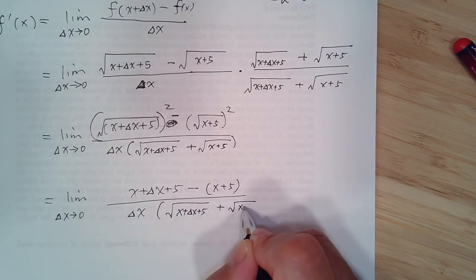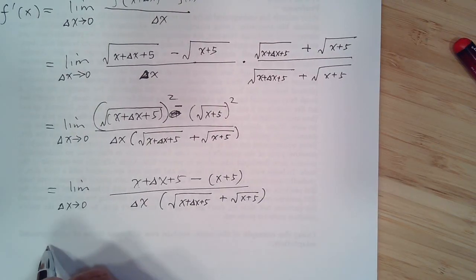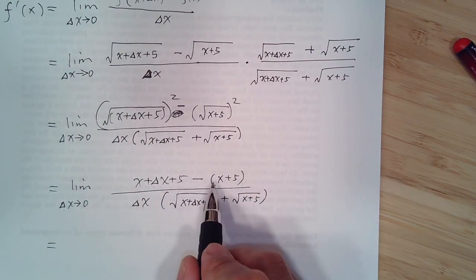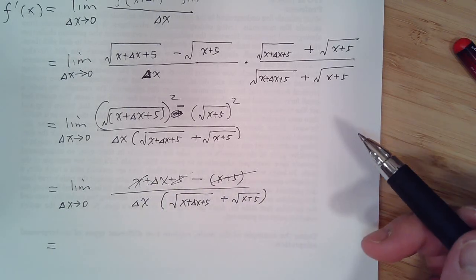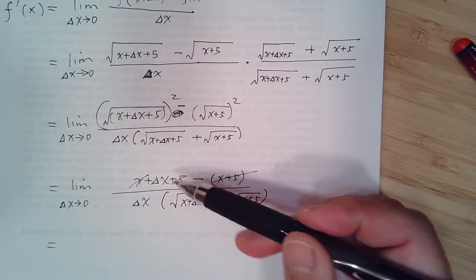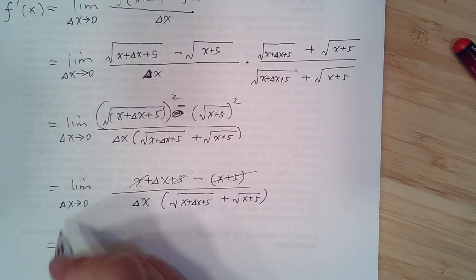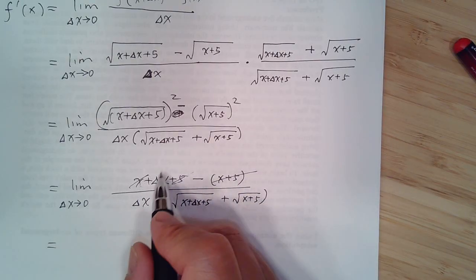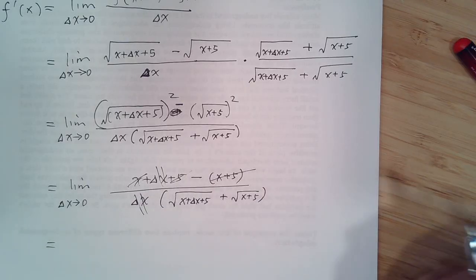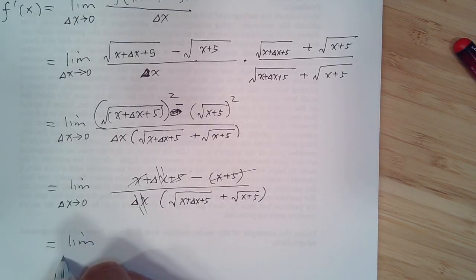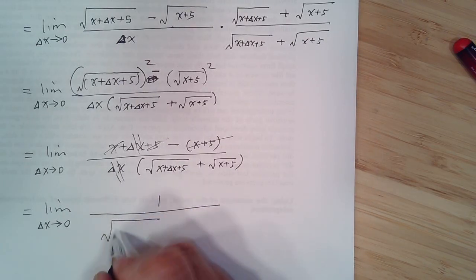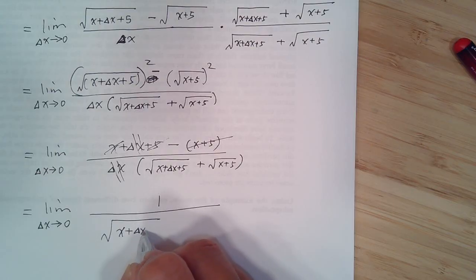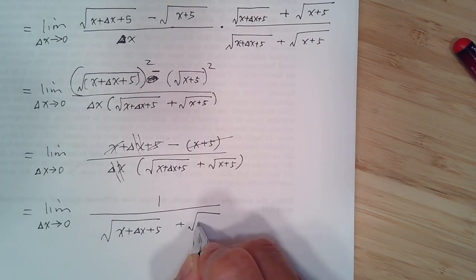Okay, so the numerator x and this negative x get cancelled. So in the numerator I only have a delta x, but delta x will cross out with the denominator, so that will be just 1, right? This crosses out in just 1. So that will be this. Limit as delta x approaches 0, and the numerator is 1. The denominator will be, this is gone, so it's going to be the square root of x plus delta x plus 5 plus the square root of x plus 5.